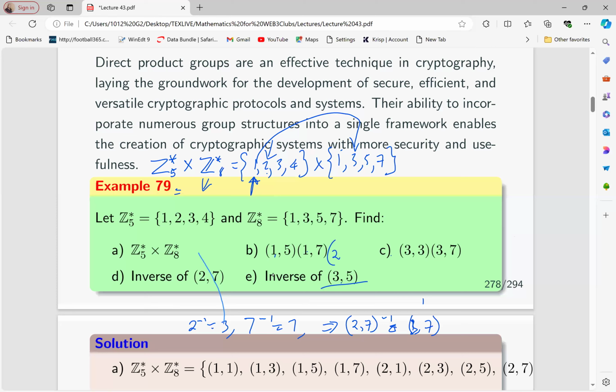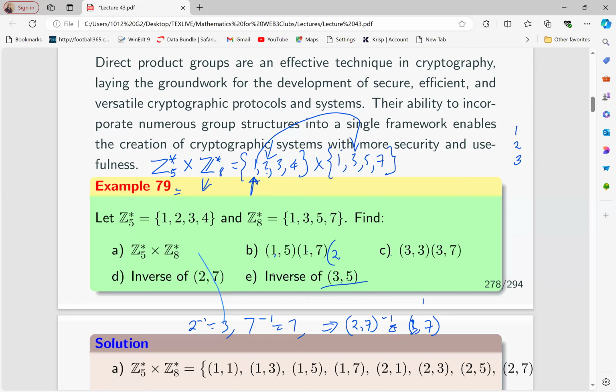Multiply 5 by 1, divide by 8, the remainder is not 1. 5 by 2, divide by 8, the remainder is not 1. 5 by 3 gives us what? 15. If you divide by 8, the remainder is negative 1? Yes, or 7.